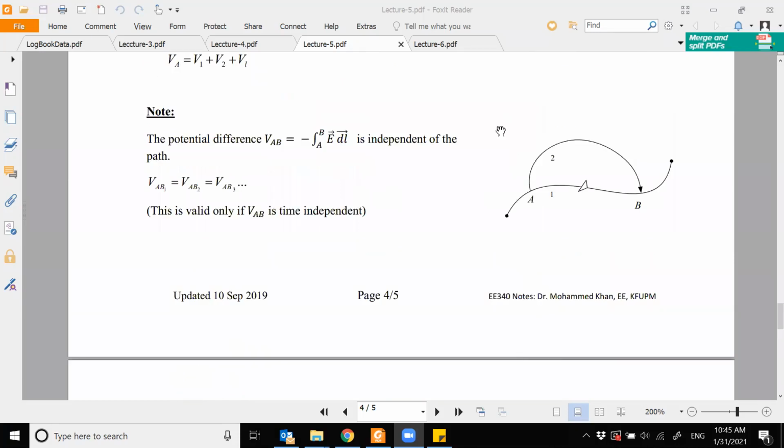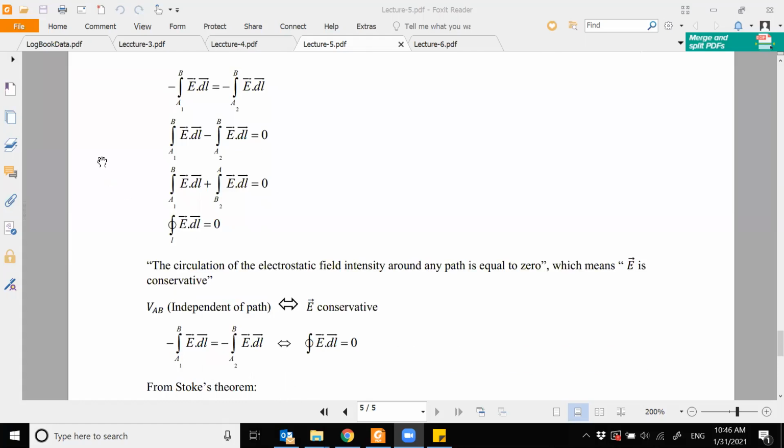So if you go from point A to point B, and then you return from point B to point A using any other path, what is this? This is closed line integration. Because you're starting at the same point and returning to the same point, I can replace the open integration over dl with a closed integration. So it is closed line integral E bar dot dl is equal to 0.